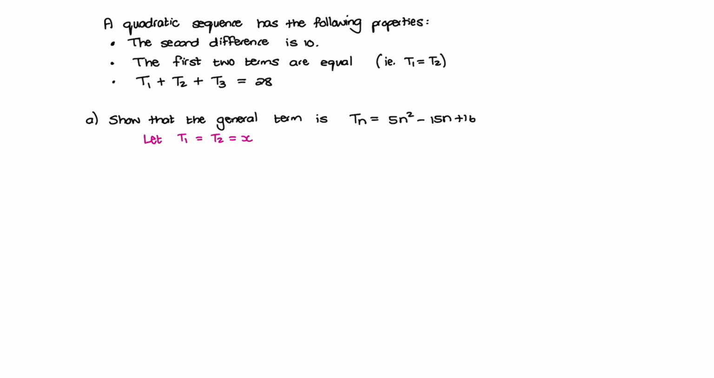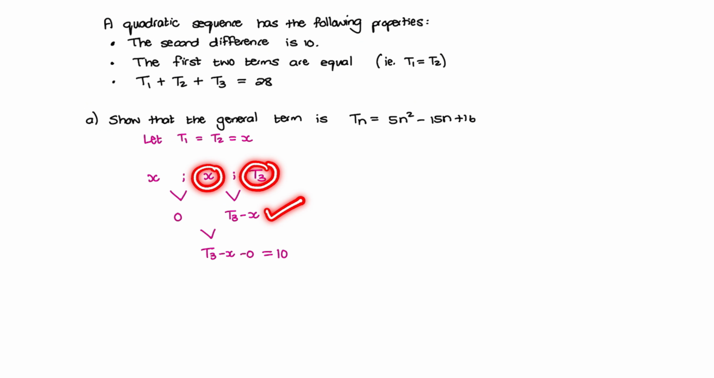What I would like to do first is establish this information where it says the first two terms are equal. So instead of working with term 1 and term 2, I'll set them both equal to x. Then I have a number pattern that looks like x, x and then term 3. They tell us that the second difference is 10. So the difference between x and x is 0. Then t3 minus x is t3 minus x. Then the difference between t3 minus x and 0 is 10.